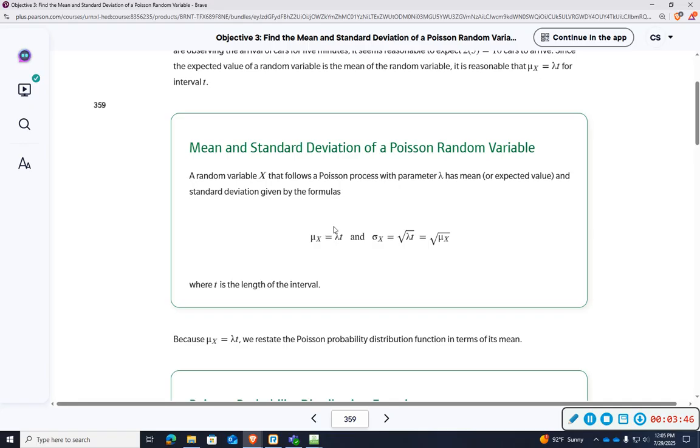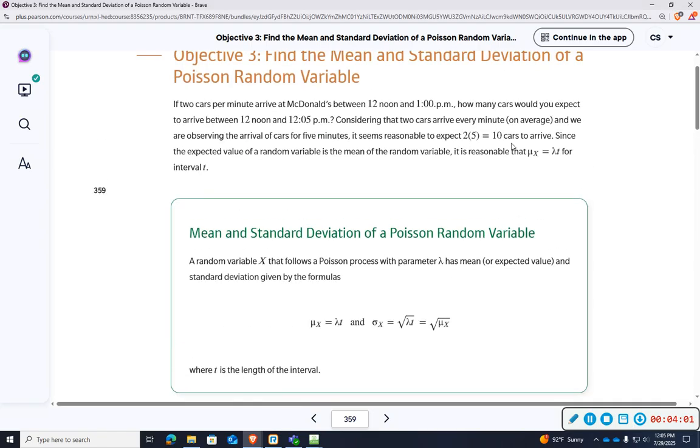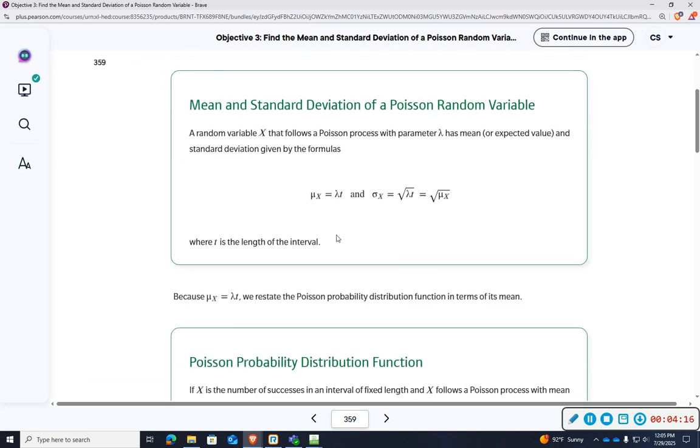Find the mean. And so it's kind of confusing because you get two different means. Lambda is called the mean or expected value, and then mu is also the mean. So we'll differentiate that when we start working some of the problems. They also mention that right here. Since the expected value of a random variable is the mean of the random variable, it's reasonable that mu x and lambda t for the interval t is the same.